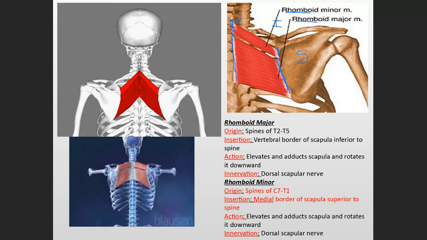So the movement here is going to be in this manner, right? So when this muscle contracts, these fibers are going to adduct the scapula and elevate it to a minor amount. So the rhomboid major is going to elevate and adduct the scapula, also rotating it a little medially. The rhomboid minor is also going to adduct the scapula and elevate, okay? And the nerve on this is called the dorsal scapular nerve. We can see it on the models here.